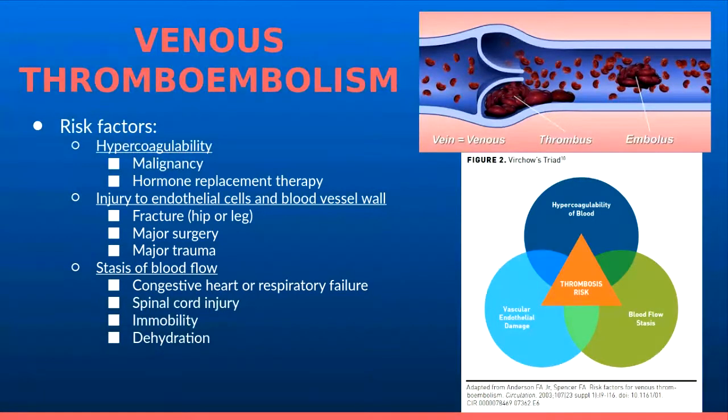Now, older individuals are at a greater risk for malignancy, more likely to use hormone replacement therapy, such as postmenopause. They're at a higher risk for bone fractures and may undergo major surgery for a number of acute and chronic conditions. You might also see congestive heart or respiratory failure in these patients, spinal cord injury, as the cushioning between the spinal column diminishes, also immobility and or dehydration.